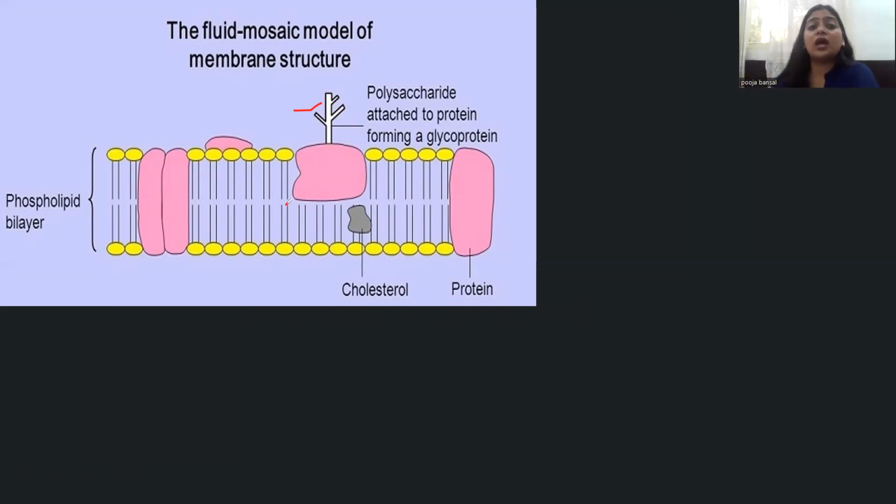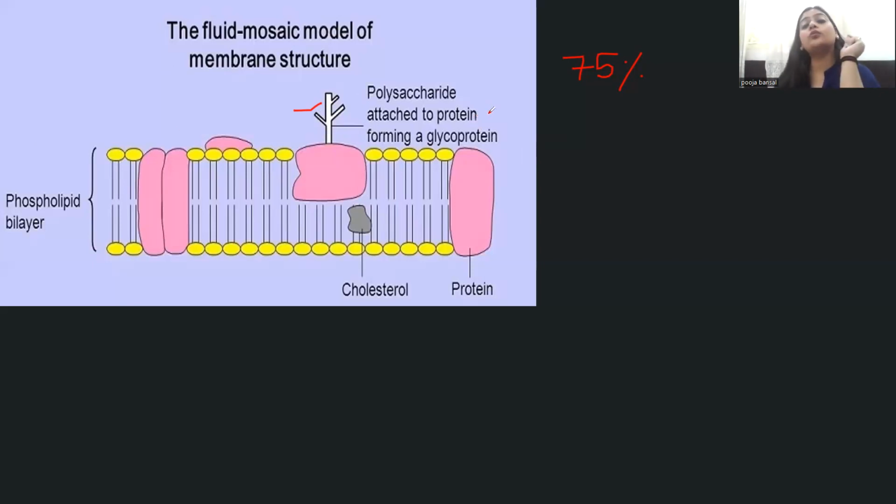Then we have cholesterol also in the plasma membrane. So this is the fluid mosaic model. Now, if I would tell you how much phospholipid is there, we have 75% phospholipid, and the rest is your protein, cholesterol, and polysaccharides. This structure you can see and understand easily.